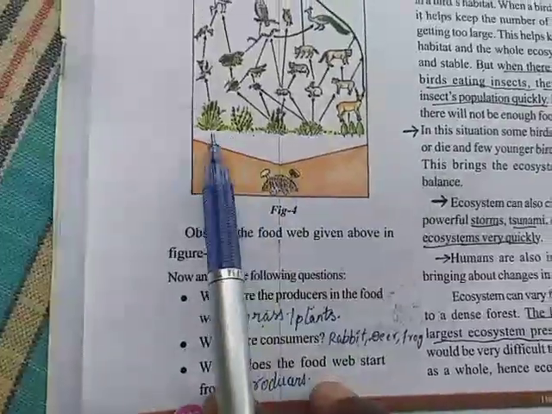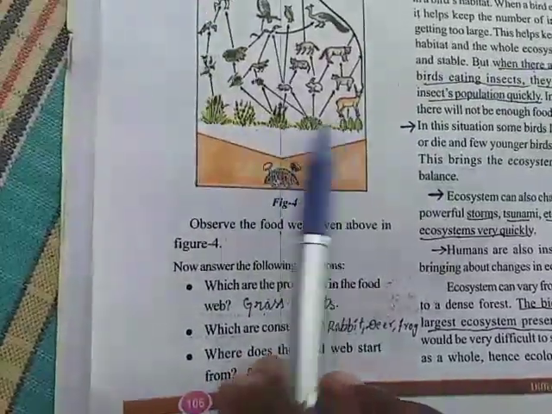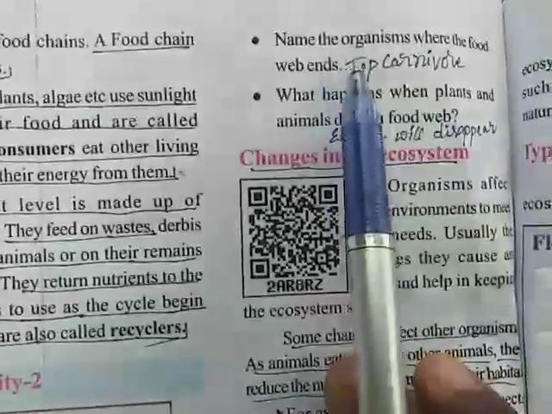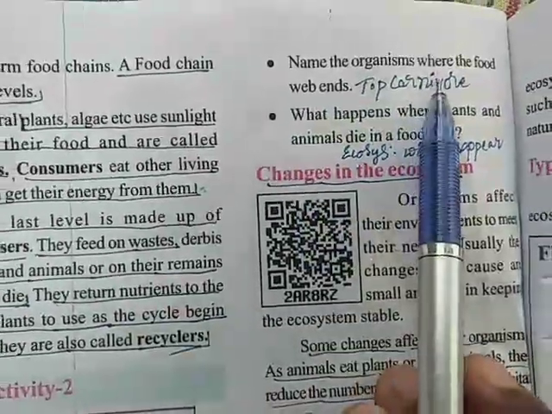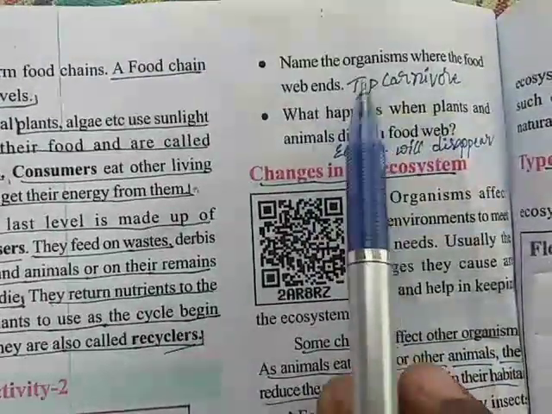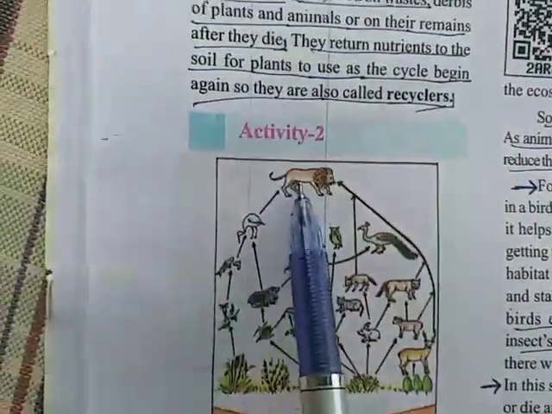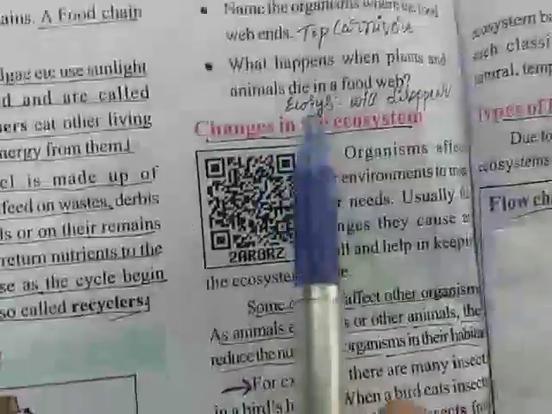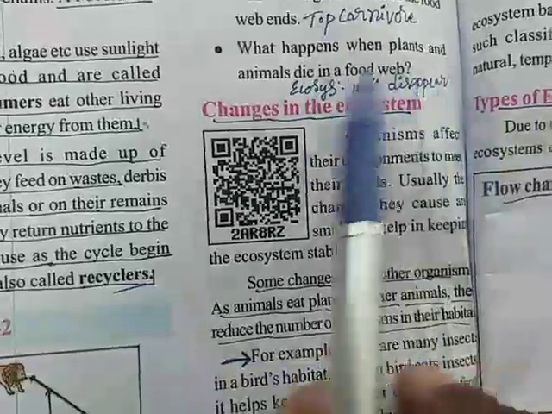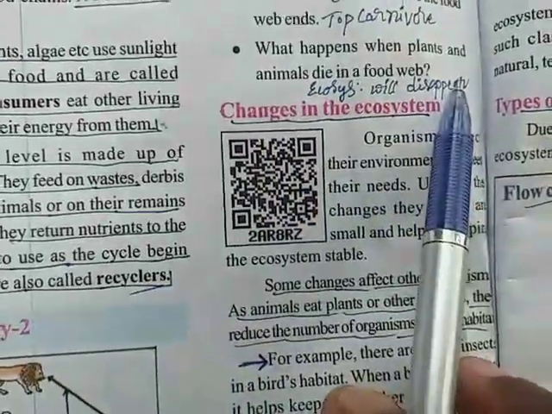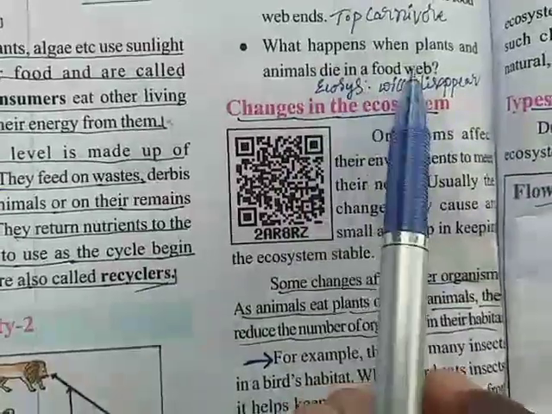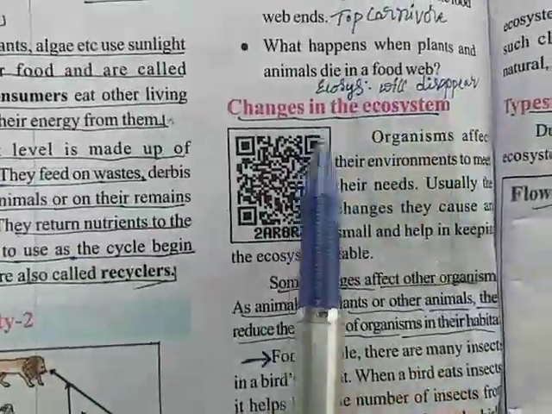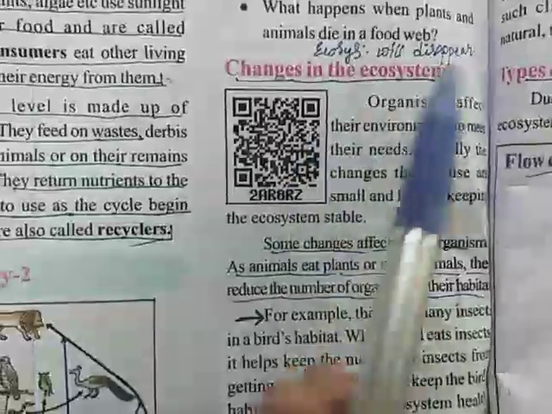Here the food web starts from the producers onwards. Next, name the organism where the food web ends. Here the food web ends with the lion. The lion is in the top carnivore place. Next, what happens if both the plants and animals die in a food web? The ecosystem will disappear.